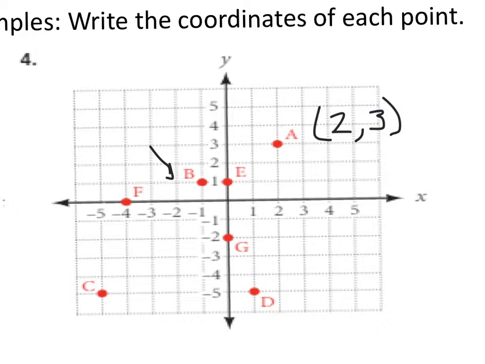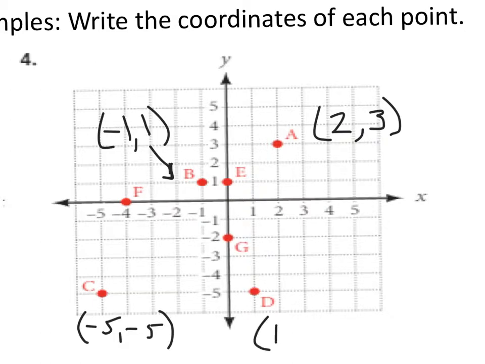For B, left 1, so -1. And then up 1, so that's a positive 1 for y. C has gone to the left 5, and then down 5. Left and down, both being negative. D has gone to the right 1, so a positive 1, and then down 5, a -5 for the y value. E has not moved left nor right, so it's an x value of 0. And then up 1, so a positive 1 for y.